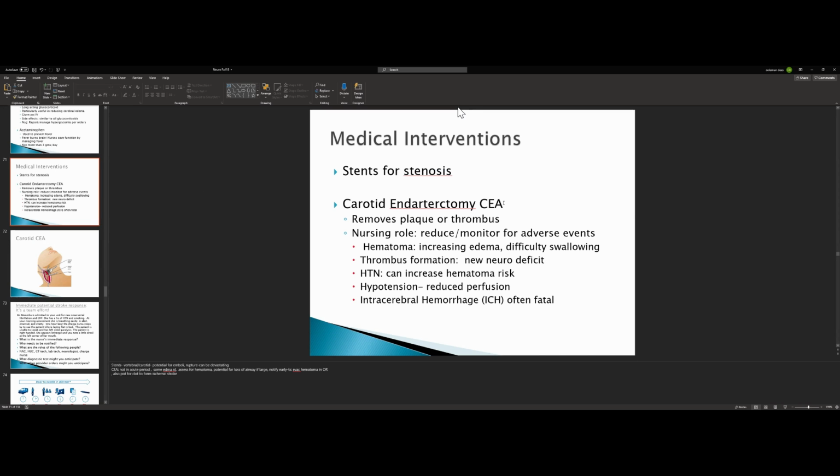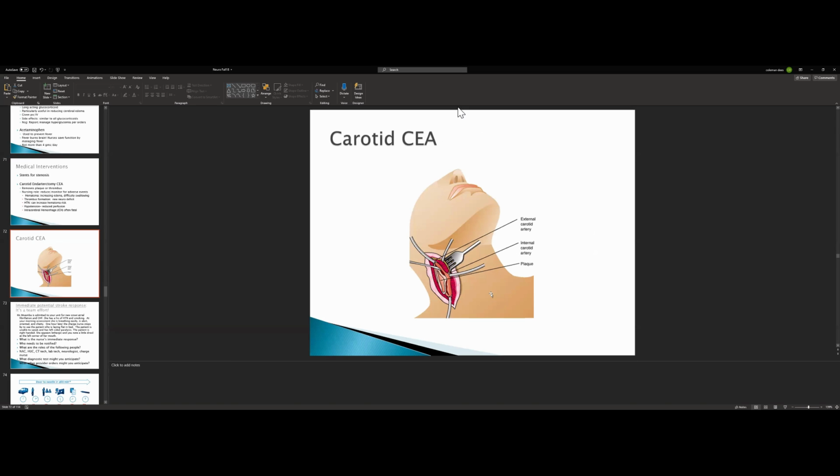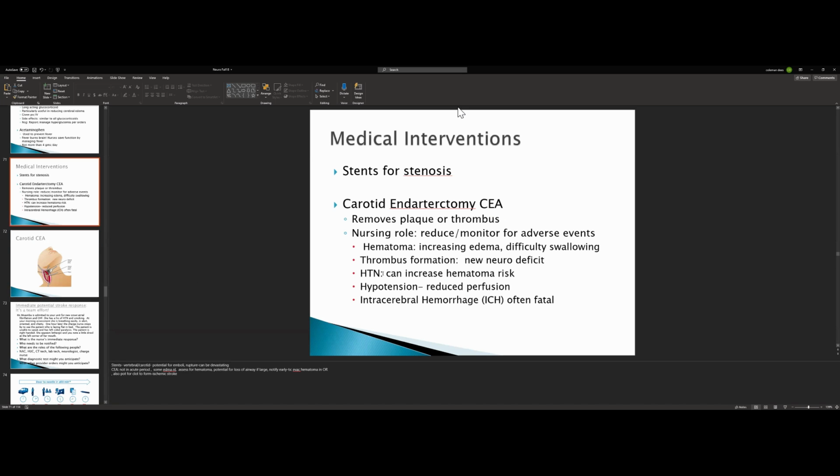So let's jump over to stents real quick. In the case that you have a patient who's dealing with stroke secondary to carotid stenosis, they may undergo either an angioplasty or a carotid endarterectomy, or CEA. This is a procedure in which they dissect out the carotid artery, and you can see it in this picture, and they remove the plaque and clean out that vessel.